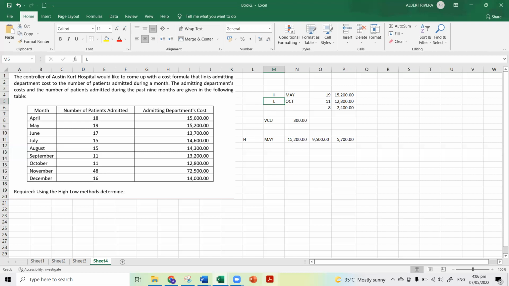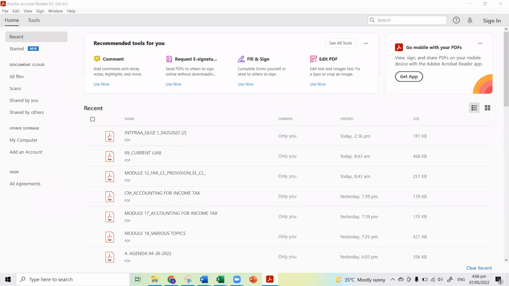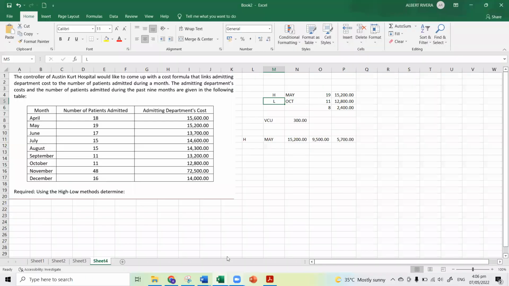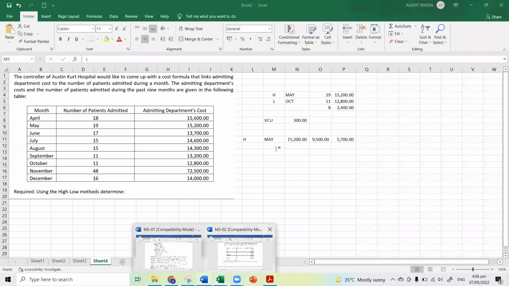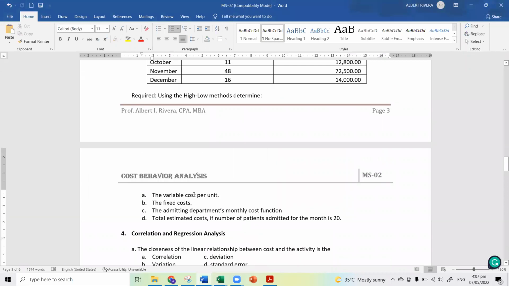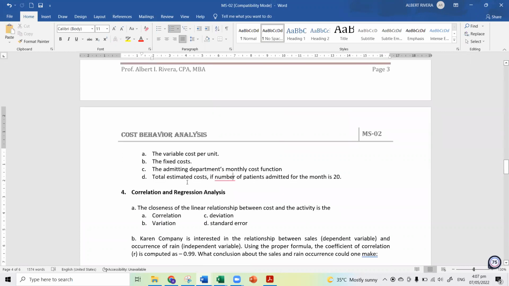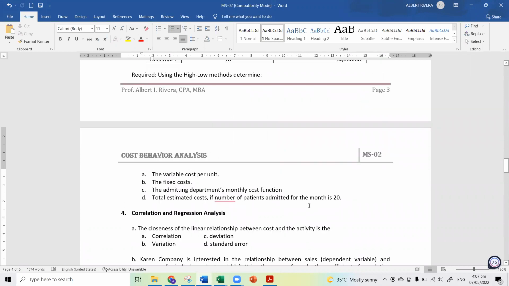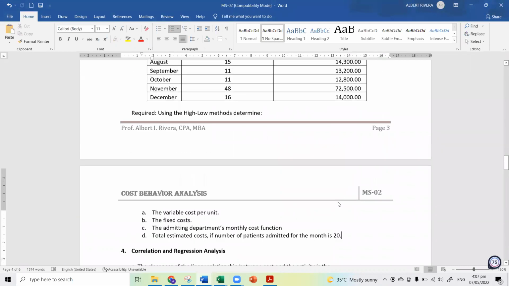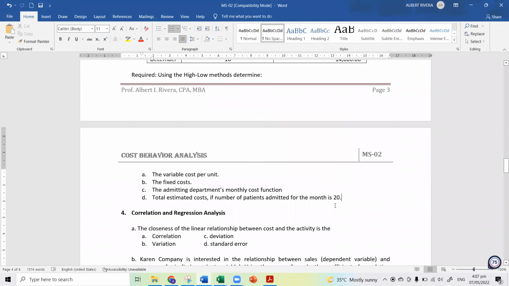Now, let's go back to the problem now. Okay, variable cost per unit 300. Fixed cost that is 9,500. Cost function that is your total cost is equal to 9,500 plus 300x. Okay, can you please compute what is the total estimated cost if the number of patients for the month is 20? Chat box, please.